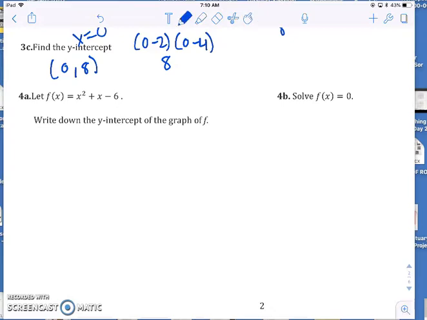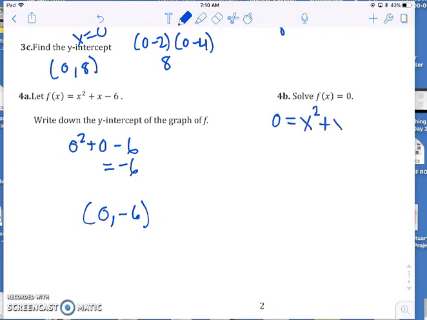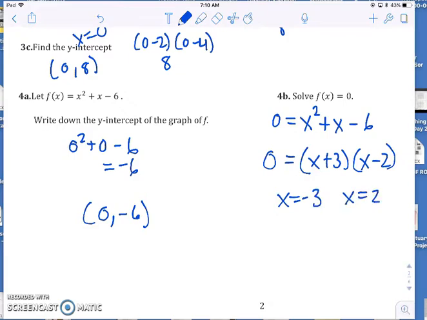So for here, f of x equals x squared plus x minus 6. Write down the y-intercept. Okay, so 0 squared plus 0 minus 6 is negative 6. So it's the coordinate 0, negative 6. Solve when f of x equals 0. So when does 0 equal x squared plus x minus 6? Well, this is factorable. So we have x plus 3 and x minus 2. So our answers would be when x equals negative 3 and x equals positive 2.